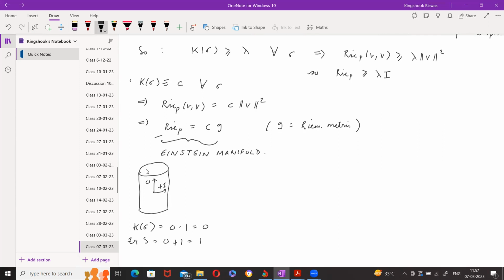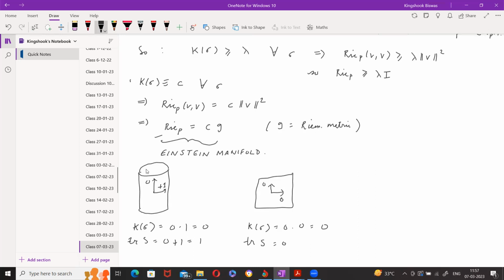And this cylinder is isometric to a flat plane, where both eigenvalues are 0 and 0. So here this Gaussian curvature is 0 times 0, that is still 0. But now the trace is also 0.